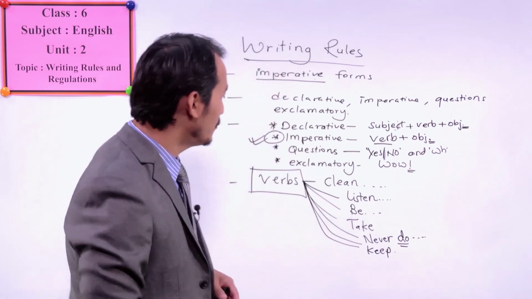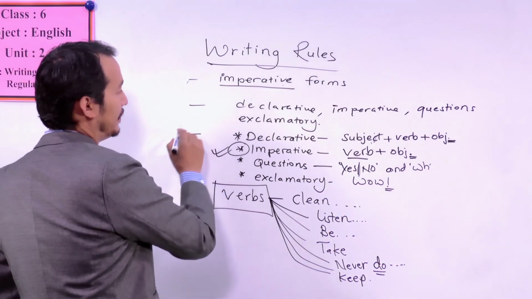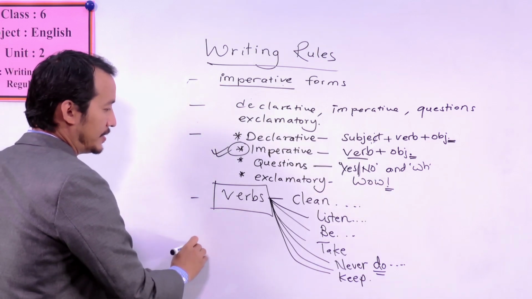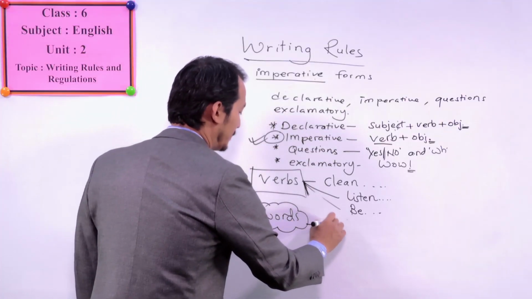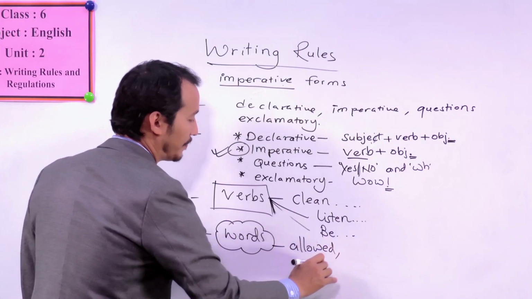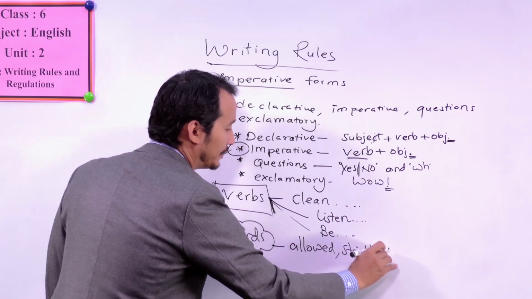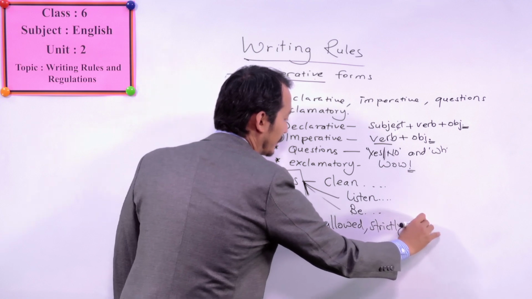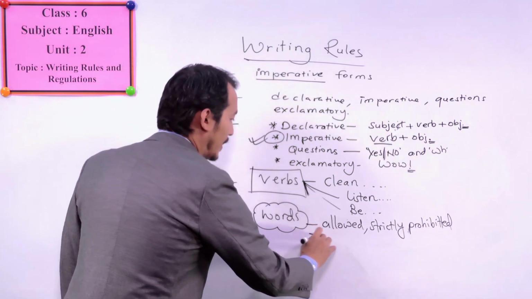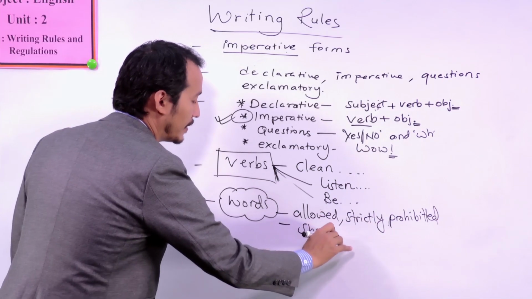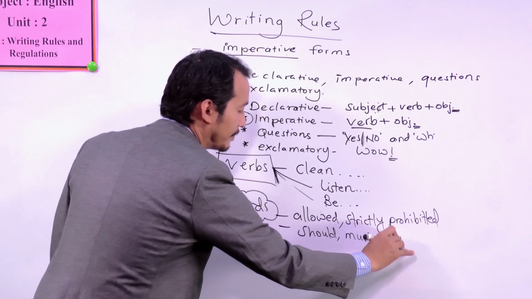There are also useful vocabularies for writing rules. Okay, students? There are useful words to use like allowed, strictly prohibited, should, or must, or shouldn't, or mustn't.